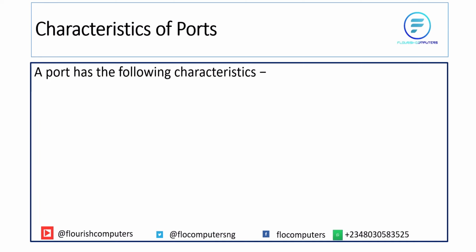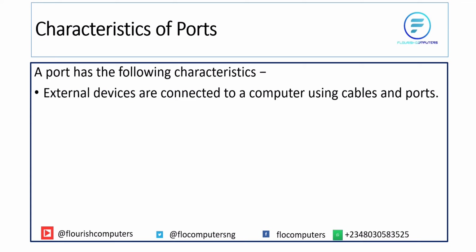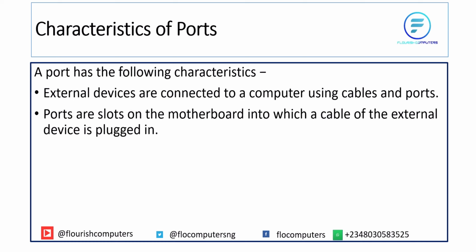Now, let's talk about the characteristics of ports. A port has the following characteristics, among others. The first one, external devices are connected to a computer using cables and ports. So the external device you want to connect, you connect it to your computer via the cable and the port. That's number one. Then the second one, ports are slots on the motherboard into which a cable of the external device is plugged in. So all the ports that I showed you earlier at the back of that desktop, they are actually directly from the motherboard.